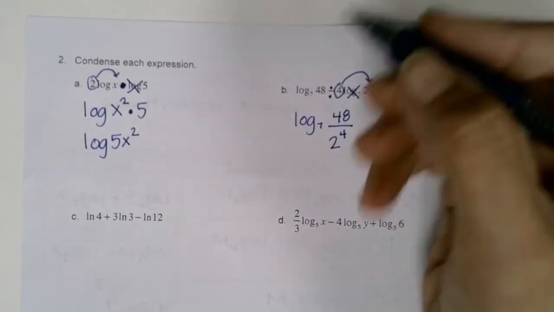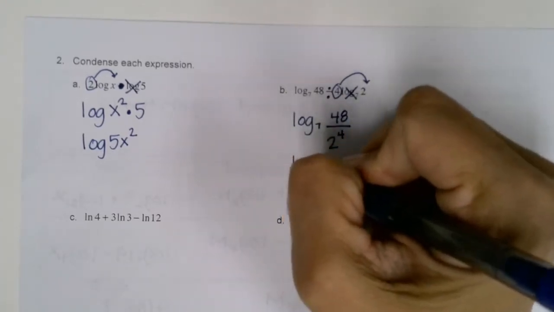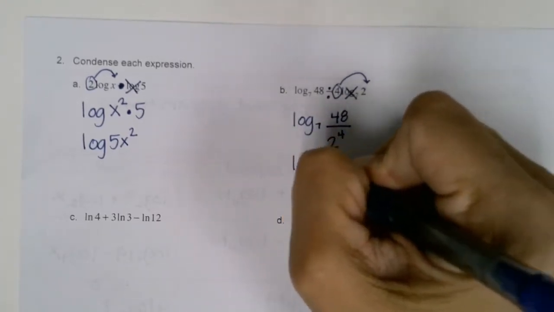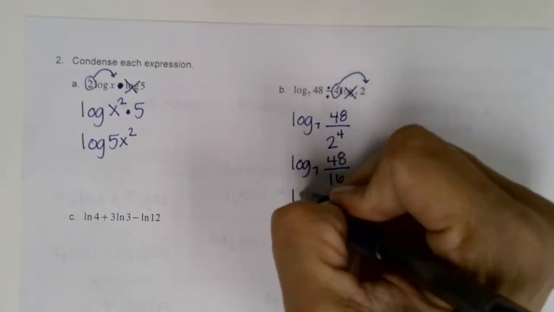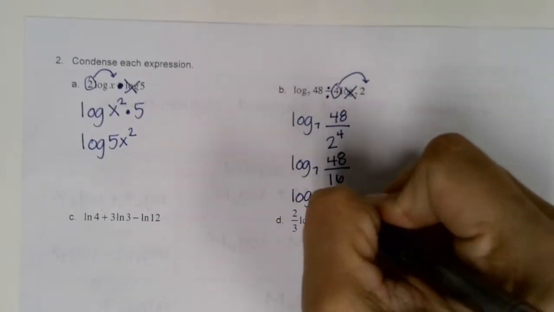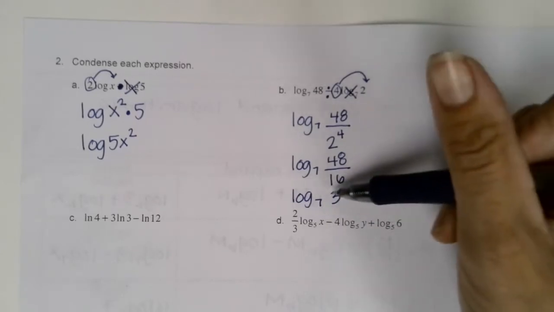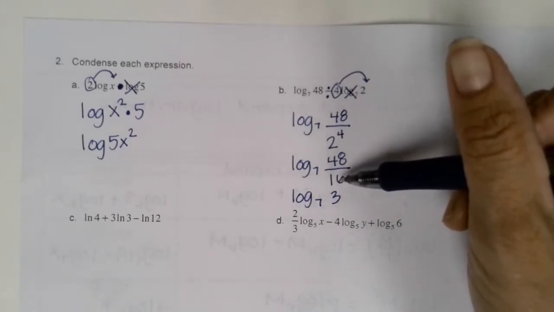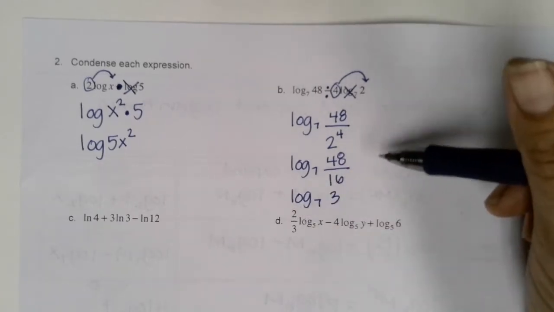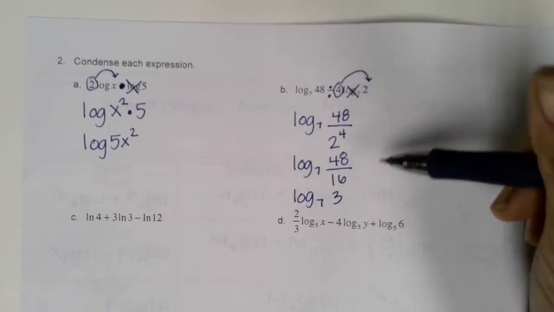And again, we're just going to clean that up. Log base 7 of 48 over 16, because 2 to the 4th power is 16. And then log base 7 of 3. 7 to what power is 3? I can't simplify that without using a calculator, so we're good there. That's as simplified as we can be.